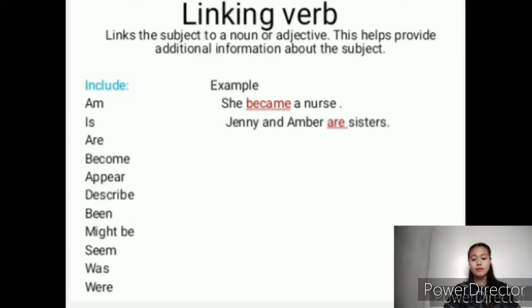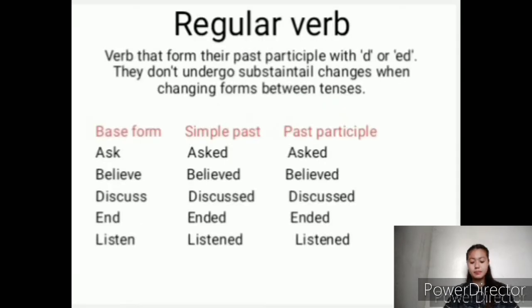Fourth, what is linking verb? It links the subject to a noun or adjective. This helps provide additional information about the subject. This includes am, is, are, become, appear, describe, been, might be, seem, was, were. For example, she became a nurse. Jenny and Amber are sisters.